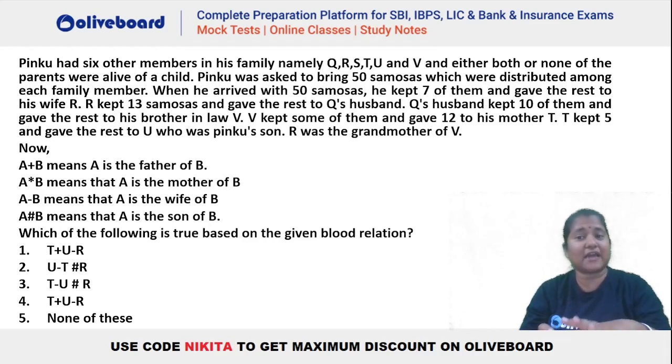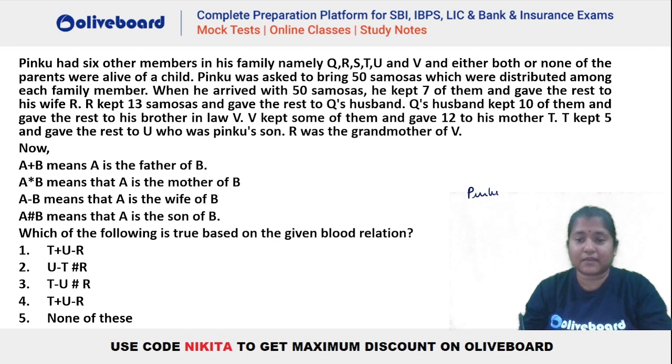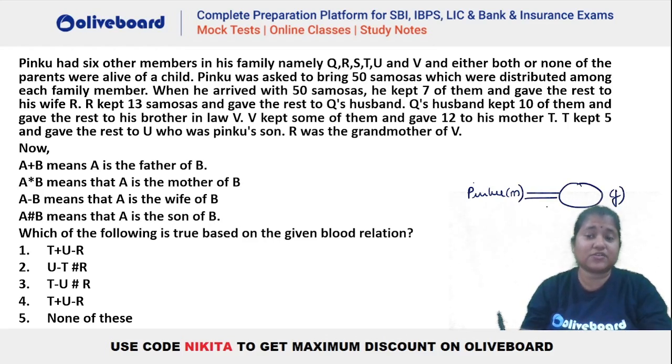And also it is given either both or none of the parents of a particular person is there. That means single parent is not an option, right? Pinku was asked to bring 50 samosas which were distributed among each of the family members. When he arrived with 50 samosas, he kept 7 of them and gave the rest to his wife R, right? So let's say we have Pinku here. Now Pinku is a male person. Why? Because he has a wife and 'his' has been used everywhere, right? So he has a wife here and his wife is R. So he gave the rest to his wife R.